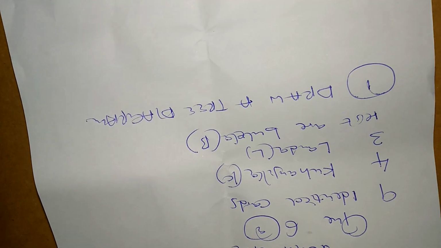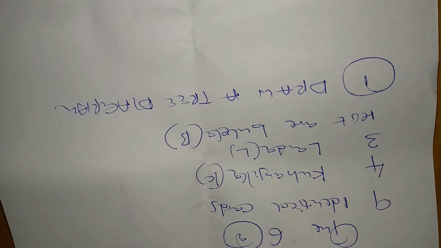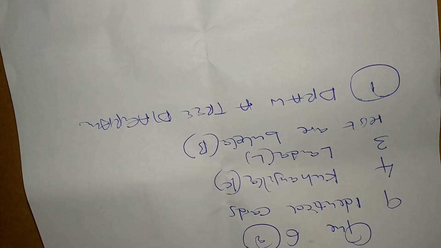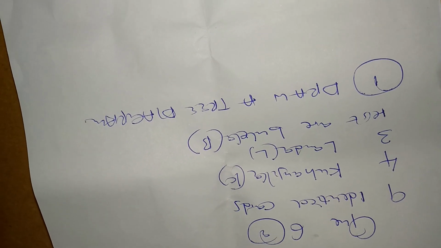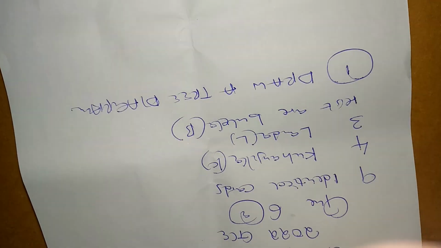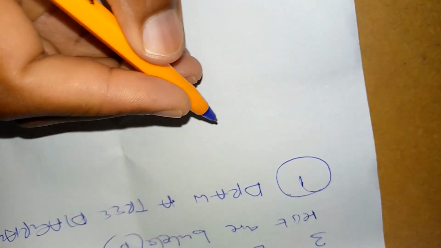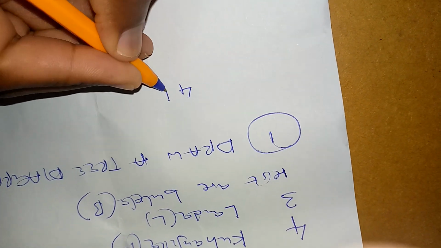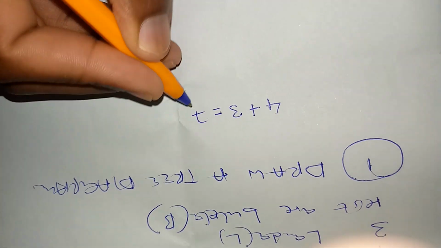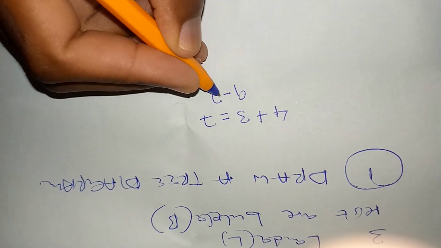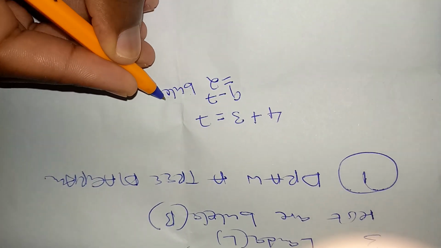Since we are told that we have 4 for Kohanjika and 3 for Landa, we're going to add 4 plus 3, then subtract from 9 to know what Ulela is going to have. So 4 plus 3 is equal to 7. Then subtracting from 9, we have 2. So this 2 is for Ulela.